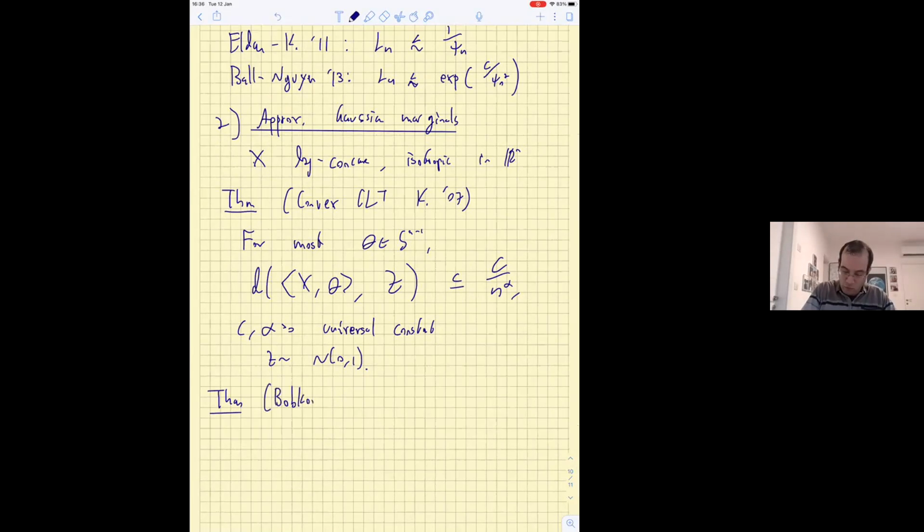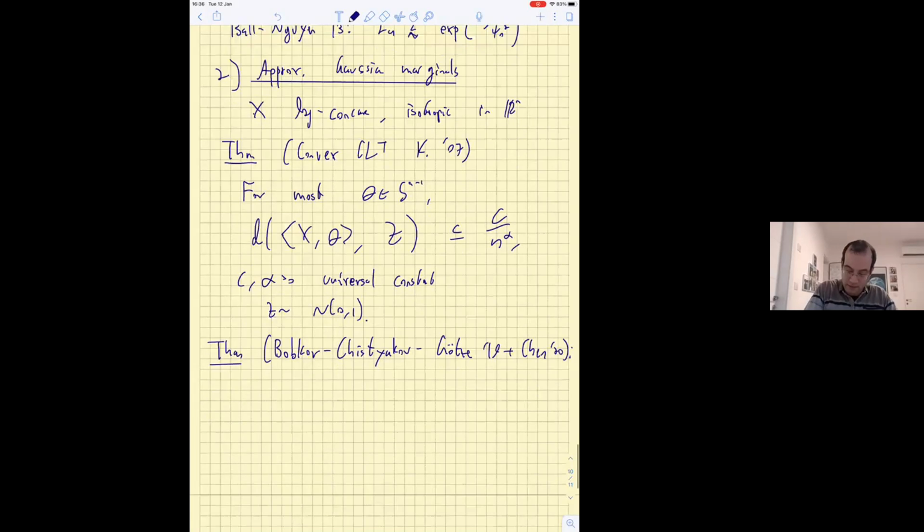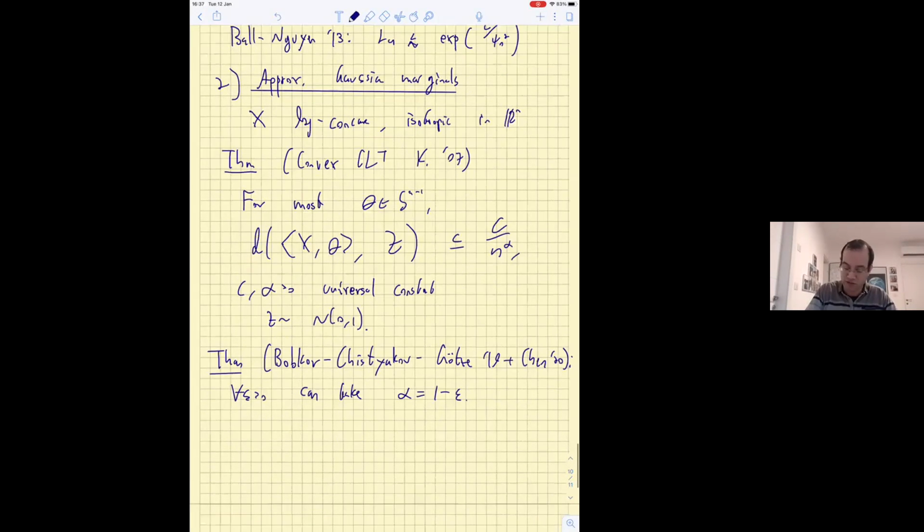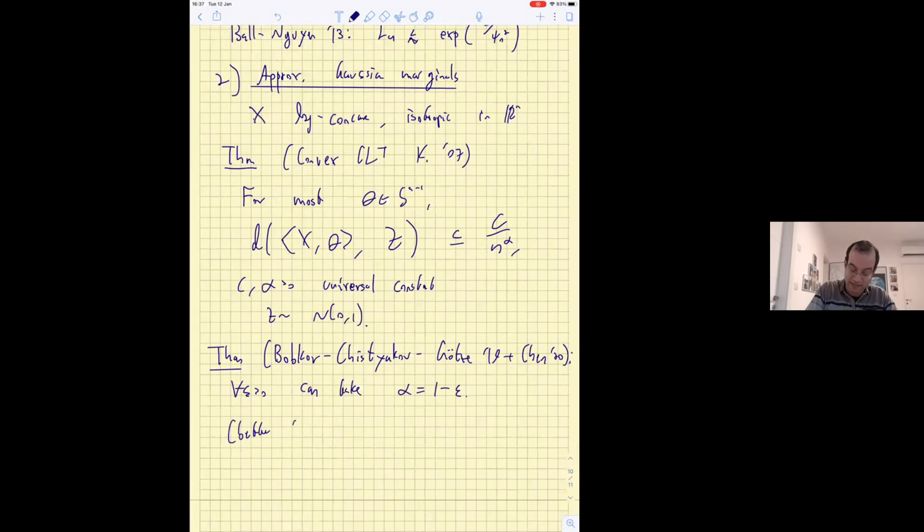If you use the result of Bobkov, Chistiakov, and Götze from 19 plus Chen's bound, then what you get is that for any epsilon, you can take alpha which is 1 minus epsilon. Okay, so that's a pretty good rate of convergence. If you look, it's better than Berry-Esseen. But Berry-Esseen is 1 over square root of n, but Berry-Esseen is about a specific direction. And here it's about a random direction.